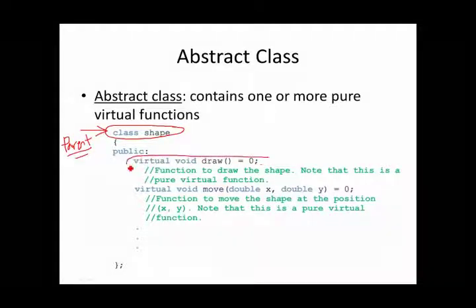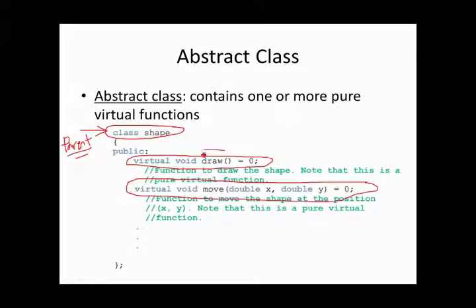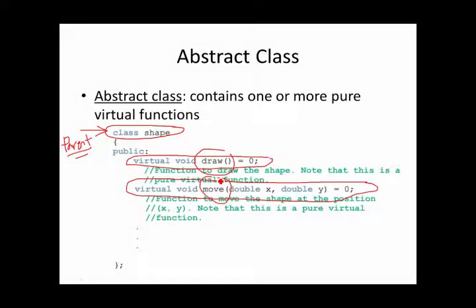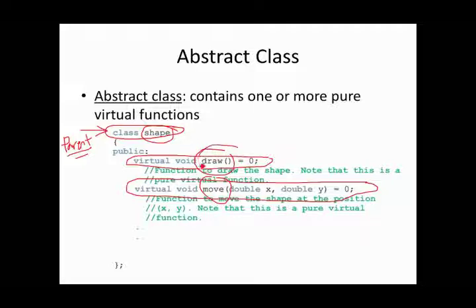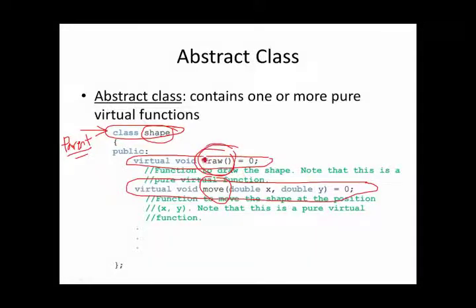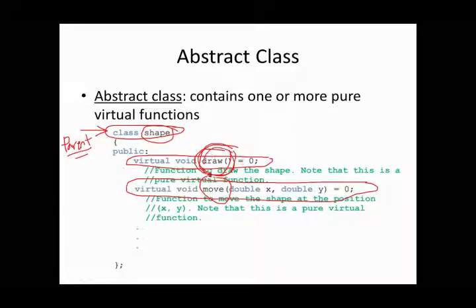You can actually set up an interface where you tell the person who will be inheriting from this class, yes, you're going to have a draw function and a move function, but I am not going to define them because shape is very general. Drawing a circle is going to be totally different from drawing a rectangle, which is different from drawing a square. Moving a circle is different from moving a rectangle, which is different from moving a square.